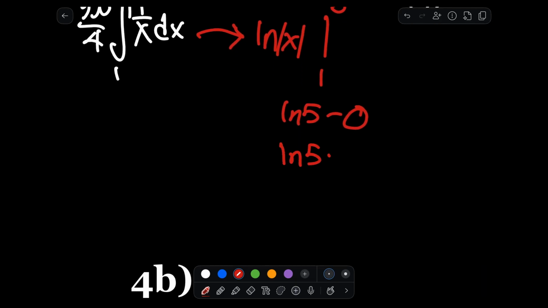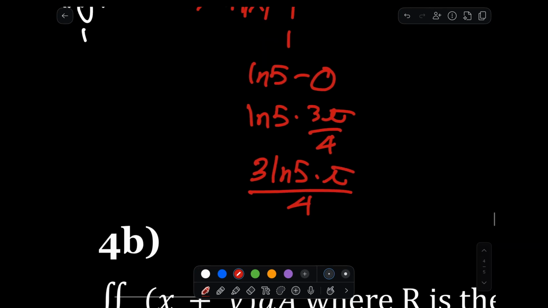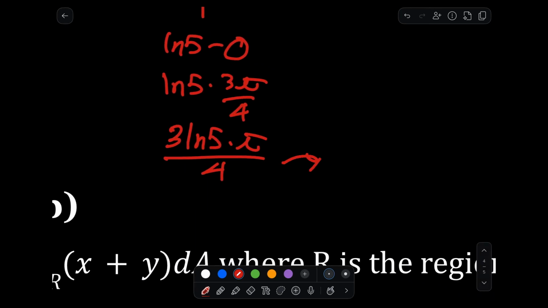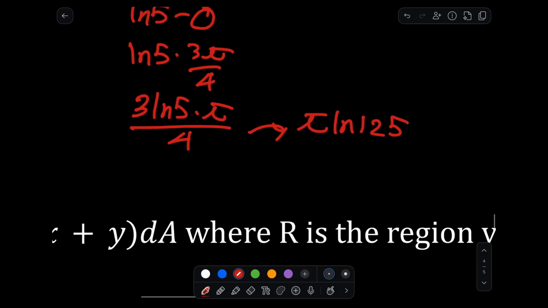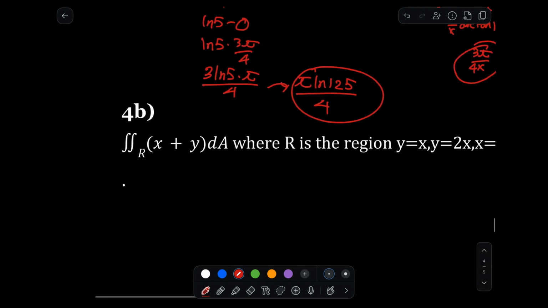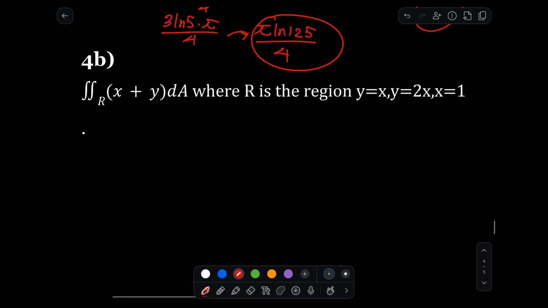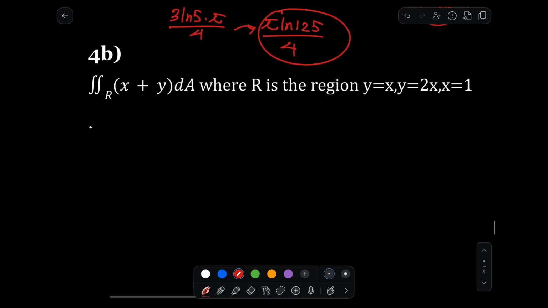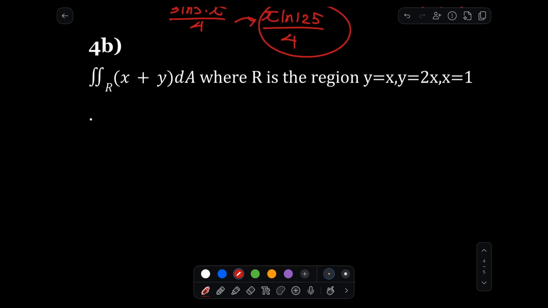And we get ln 5 times 3 pi over 4. So we're going to get 3 ln 5 times pi over 4. And you can rewrite this as pi ln 125, because the 3 goes into the 5. 5 cubed is 125. Pi ln 125 all over 4 is your final answer. For example 4b, if you want to try this example on your own, feel free to pause the video and let's get right into it.